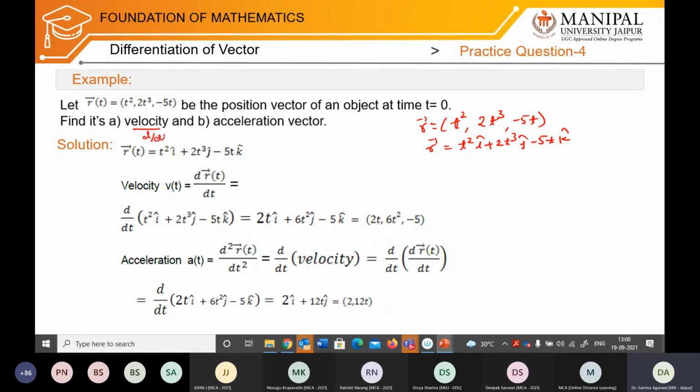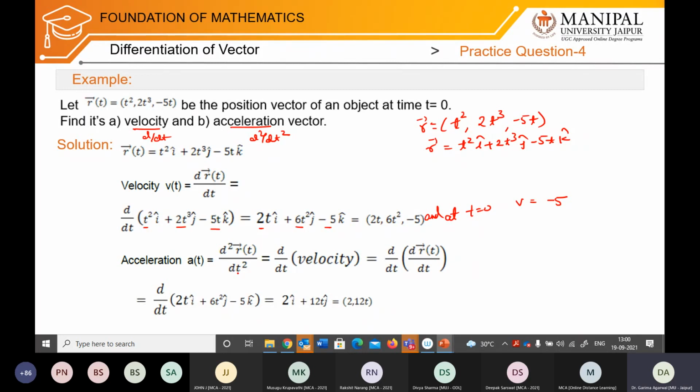Velocity means first order derivative and acceleration means second order derivative, right? So first order derivative means differentiation of this term. Differentiation of t square is 2t, i cap remains unchanged. 2t cube gives 6t square, minus 5 k cap. At t equals 0, we need to substitute t equals 0 over there, so it will be minus 5 only. This is the velocity, and at t equals 0, velocity will be minus 5 because we substitute t equals 0 over there.